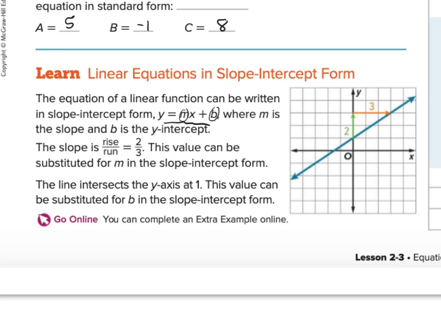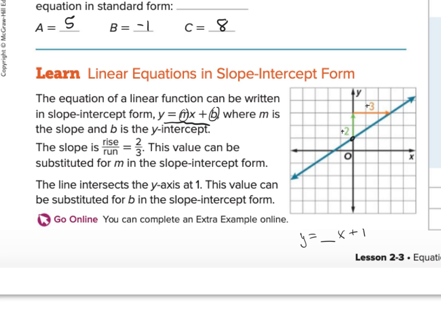So this line intersects at 1. So I know that my y-intercept is 1. y equals mx plus b. I have to figure out what is my slope. And here they're saying we went up 2, right 3. So positive 2, positive 3.